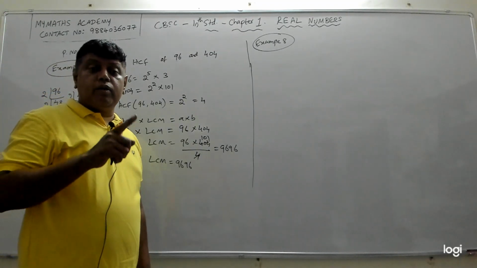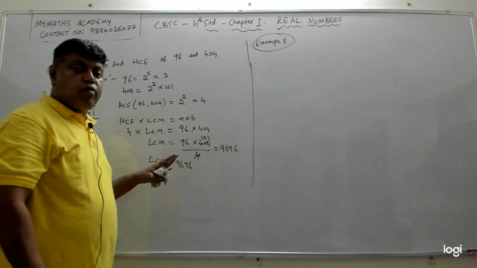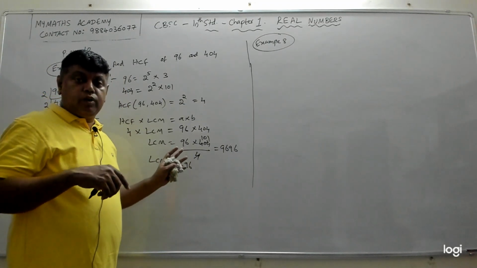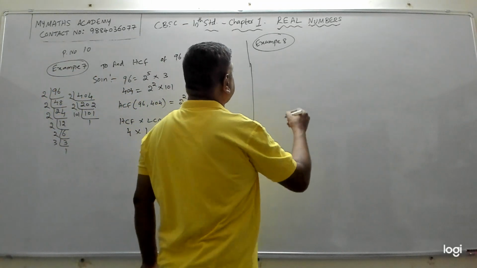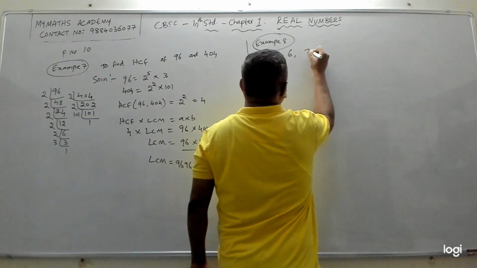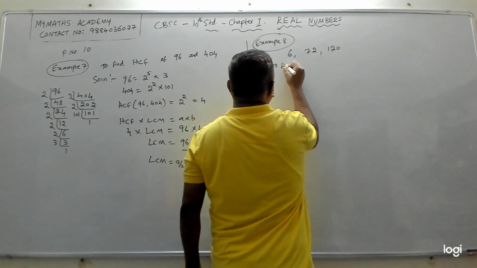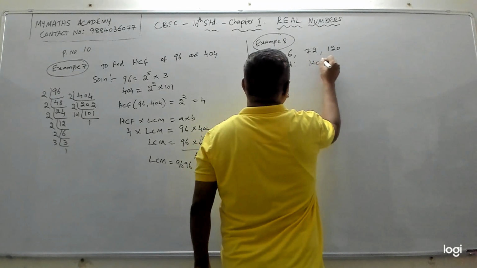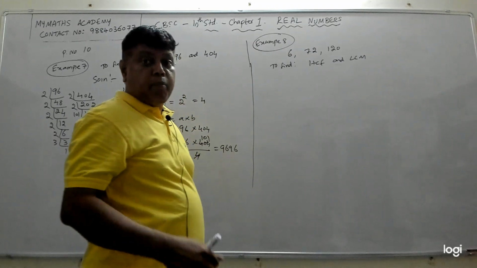Now here we are going to find the HCF and LCM between three numbers. Till now we were finding for two numbers A and B. Here we need to find for three numbers. What are the three numbers? 672 and 120. We need to find HCF and LCM of these three numbers using prime factorization method.